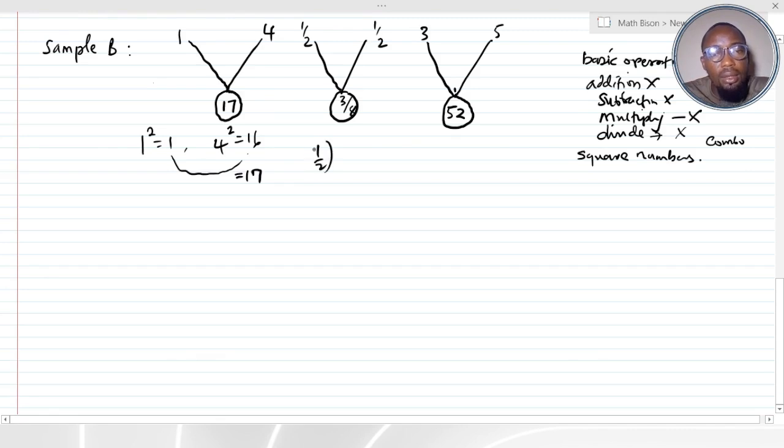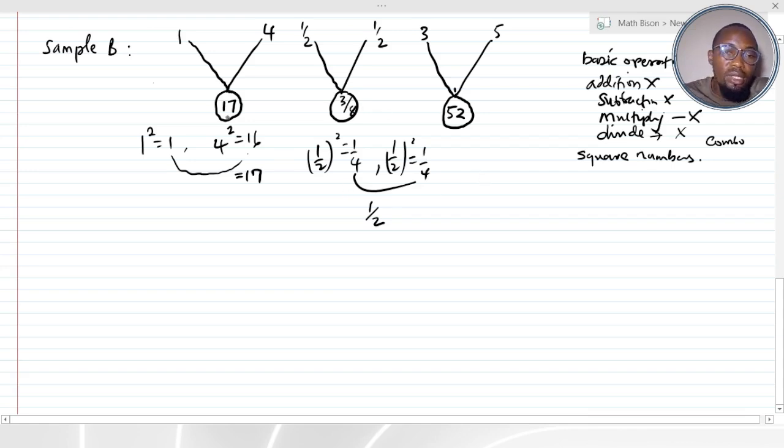So half squared will give us 1 over 4, and another half squared will give us the same 1 over 4. If you add this, you're going to have 1 over 2 again. This is not what we want because this is 3 over 8. So it worked in the first one, and it is not working in the second one. Let's try 3 squared and 5 squared. We have 9, then we have 25, and this is going to be what? 34 instead of 52.